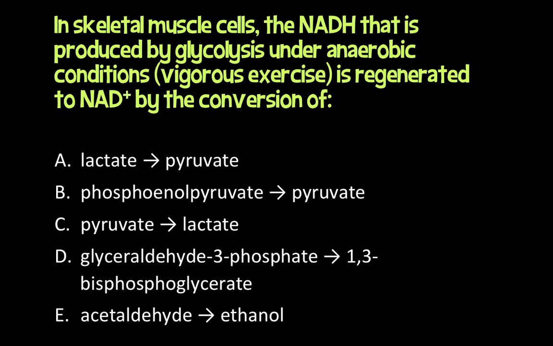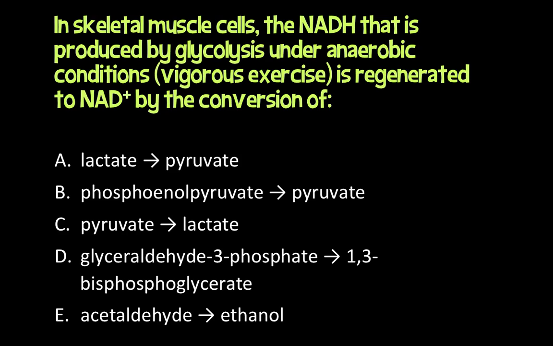Alright, so in skeletal muscles, the NADH that is produced by glycolysis under anaerobic conditions, in other words vigorous exercise, where not enough oxygen is reaching the muscle, is regenerated to NAD plus by the conversion of... I like this question because the 2 possible answers are very close to each other. You should have probably eliminated 1 or 2, and you could be trying now to decide between C, where you're going from pyruvate to lactate, or E, where you're going from acetaldehyde to ethanol. Those are 2 close ones.